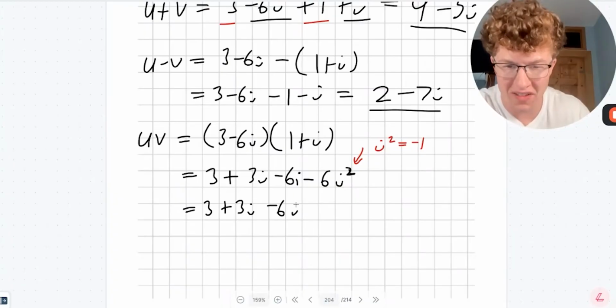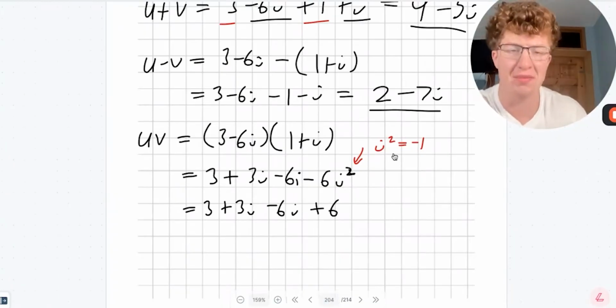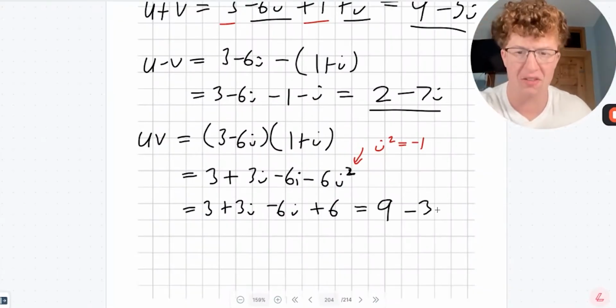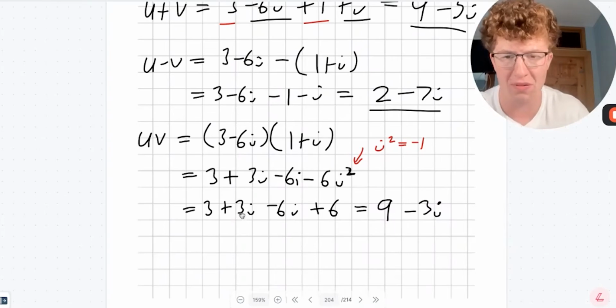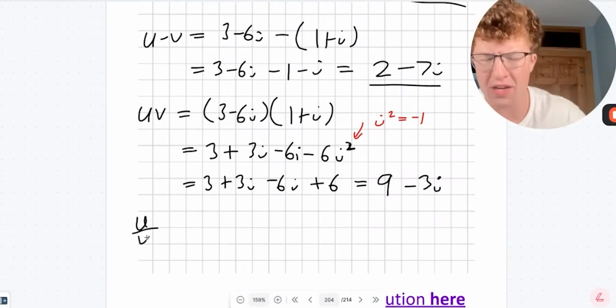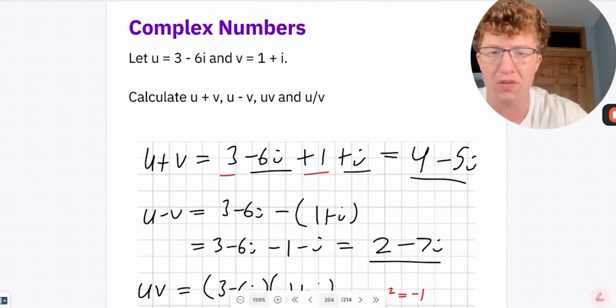So that's minus 6i plus 6, because i times i is negative 1, and we have a minus here, so it'll become a plus. So that's going to be 9 minus 3i, because we have the plus 3i there and the minus 6i. Then the hardest one, u divided by v, I think. Yeah, u divided by v.